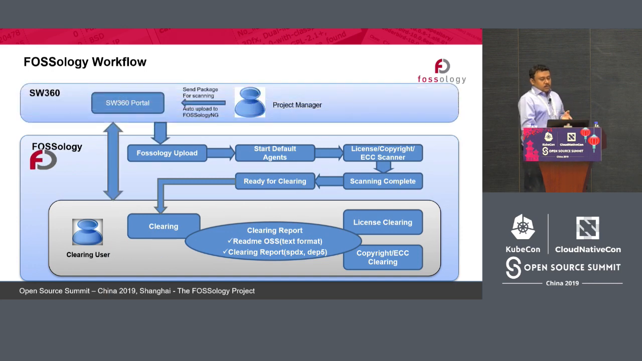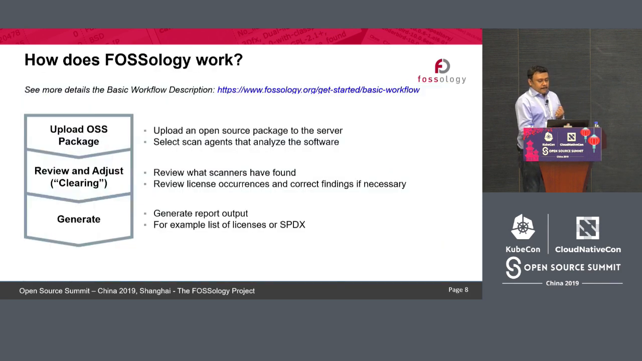Here is one more flow. SW360 is a component management portal. From there you can also directly upload software packages to FOSSology. This is the very same flow that we saw in the last slide. You can upload an OSS package in FOSSology, then it goes for a review process which is called the clearing process, and then you can generate a report based on what has been reviewed on the clearing side.